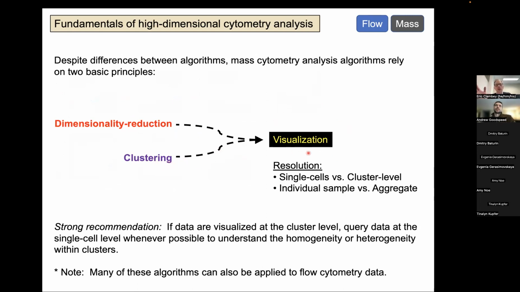And these are frequently integrated together to allow robust visualization. And there are a variety of algorithms that are out there. What's important to note is that some of these algorithms are really focused on single cell resolution, others at cluster level. Some provide the ability to look at individual samples, others provide an aggregated analysis. One thing I would really recommend is if your data are visualized at the cluster level, please take the time to query the data at the single cell level to make sure that you really understand how homogeneous or heterogeneous you are. I would also say there is not a single magic algorithm.